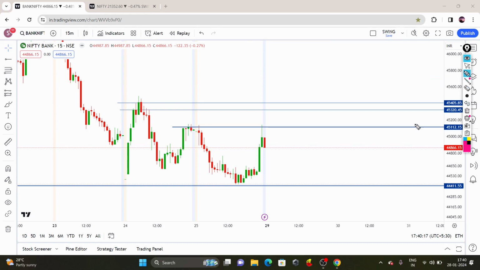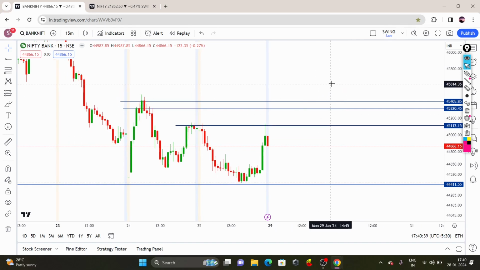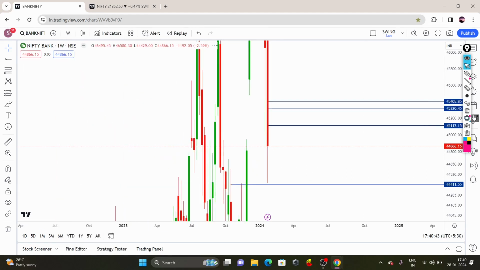Another disclaimer is that most of the time, whenever there is a major event or major news in the market, technicals do not work well and the market moves based on sentiment. So there might be some volatile and unusual momentums in the market and we have to be careful about that also. We will analyze the Bank Nifty chart first and then the Nifty chart, and how we can trade this week or tomorrow. So let's move to the weekly time frame chart of Bank Nifty.